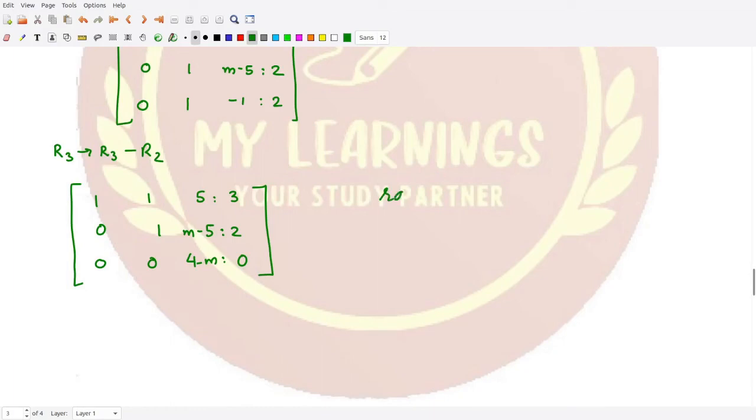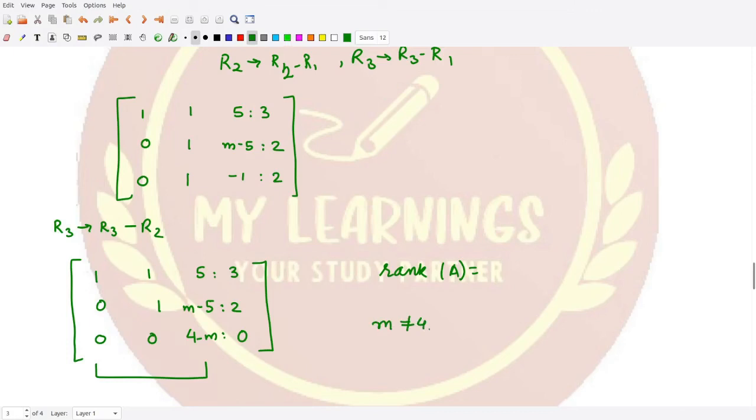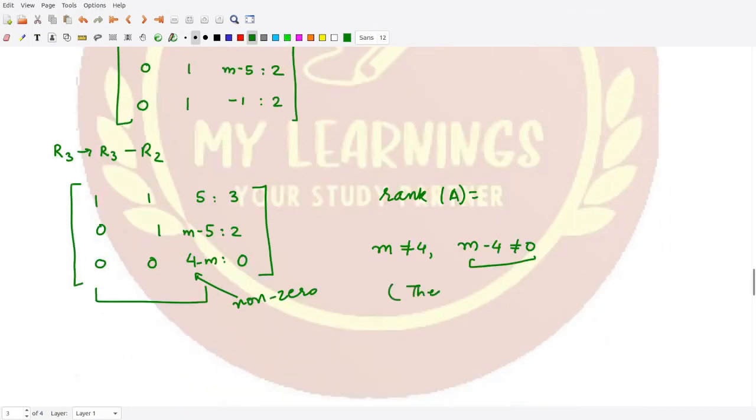Now we wanted to see what is the rank of matrix A here. So the rank of matrix A would depend upon M. Now in this case, we already know that M is not equal to 4. If that is so, if you shift M to the left hand side, that means M minus 4 would also not be equal to 0. If this is a non-zero quantity, so that means how many non-zero rows are there? There would be 3 non-zero rows. If that is so, you have the rank as 3.